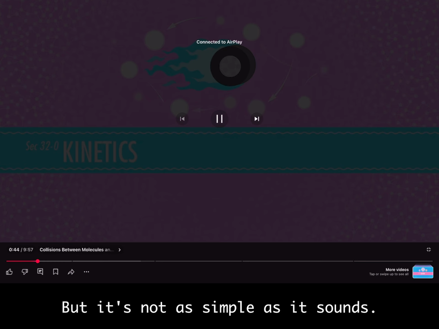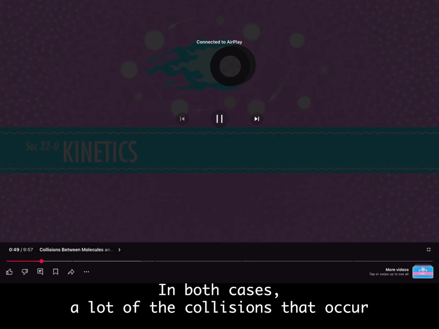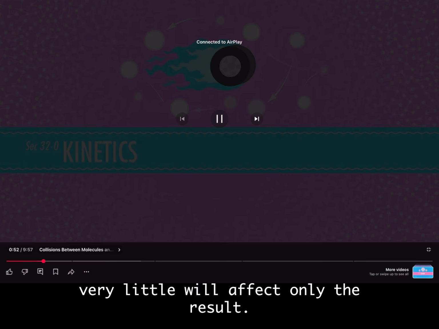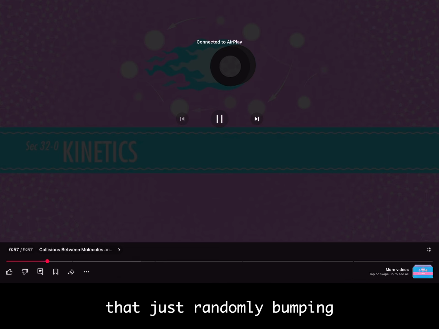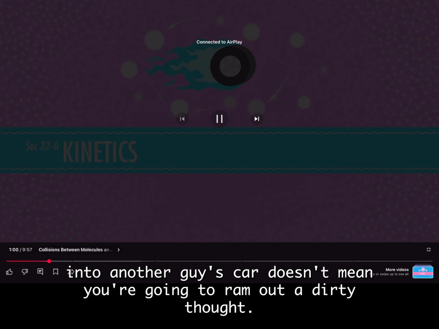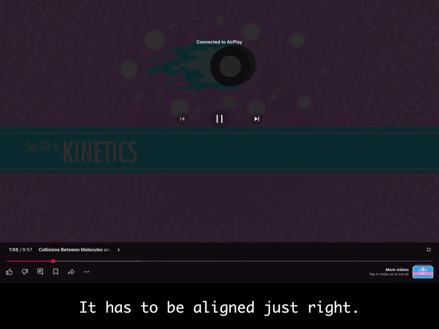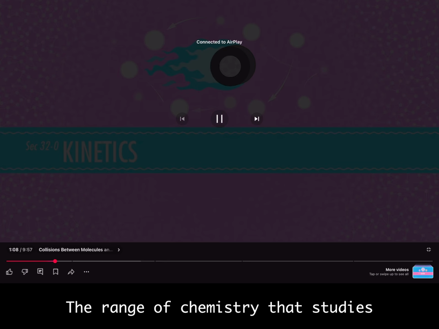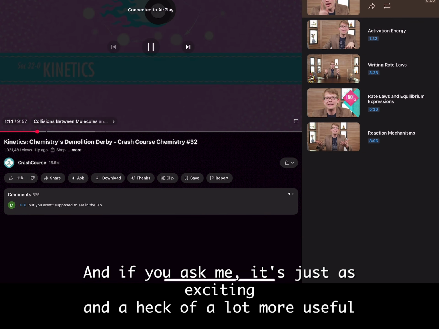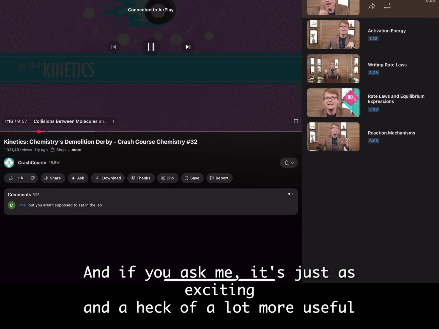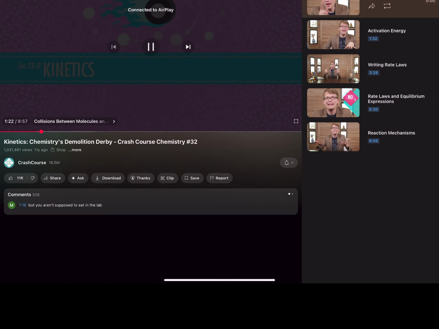But it's not as simple as it sounds. For demolition drivers or for chemicals, in both cases, a lot of the collisions that occur have very little effect on the end result. One molecule hitting another doesn't mean a reaction is going to take place, in the same way that just randomly bumping into another guy's car doesn't mean that you're going to ram him out of the derby. So what makes a collision effective? The hit has to be hard enough and it has to be aligned just right. The branch of chemistry that studies how these collisions affect the rate of reactions is kinetics. And if you ask me, it's just as exciting and a heck of a lot more useful than demolition derbies. If only they sold funnel cakes in chemistry class.